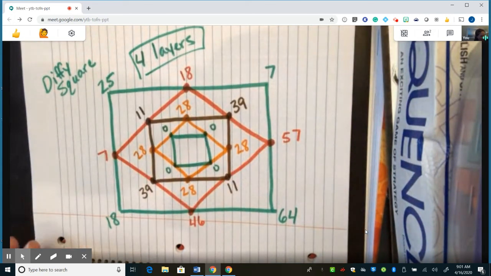So my challenge to you is try out your own Diffy Squares with any numbers that you would like. They can be as large as you want, they can be as small as you want, and see how many layers you end up with in your Diffy Square. Have fun!